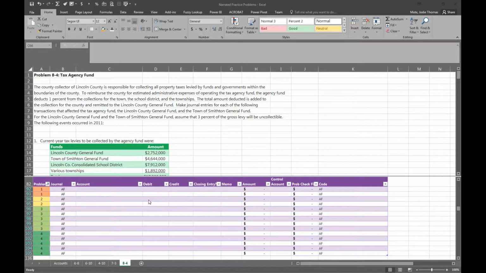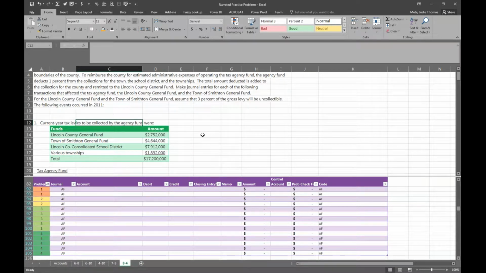Okay? So let's see. Make the following journal entries. Assume that 3% of the gross levy for the Lincoln County General Fund and the town of Smithfield General Fund are going to be uncollectible. Okay? So the following events occurred during 2011. Current year levies to be collected by the tax agency fund were the following. Okay. So the first step for the agency fund is to record the gross amount of the tax receivable.